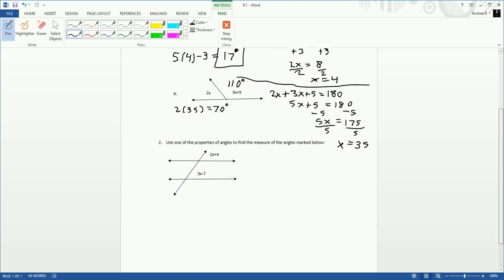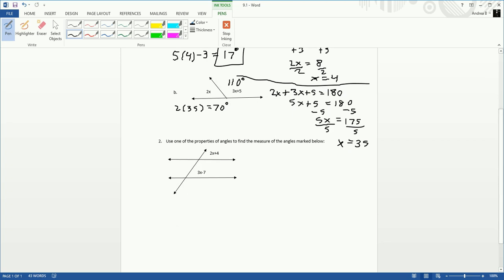For some properties of angles, we have number 2. Use the properties of angles to find the measure of the angles that are marked below. So here in this case, these are what are called corresponding angles. And corresponding angles, like vertical angles, are equal to each other. So kind of like we did in part A, we're going to set those two equal to each other. The 2x plus 4 equals the 3x minus 7. And then we'll go through and solve for x once again.